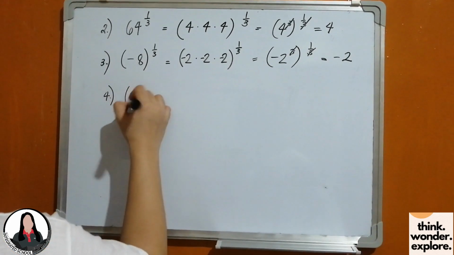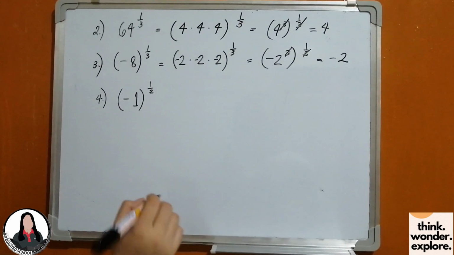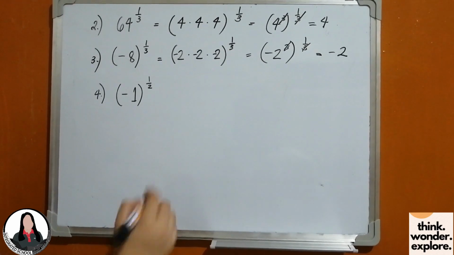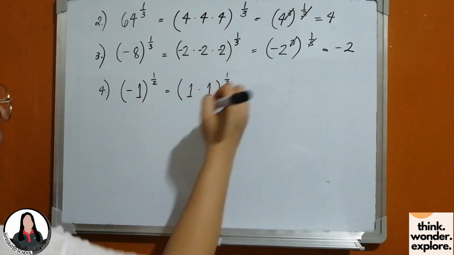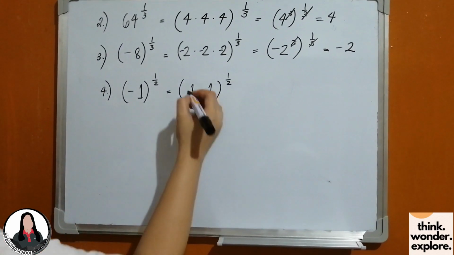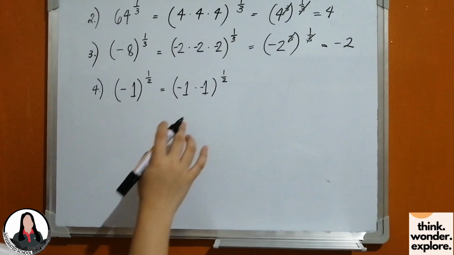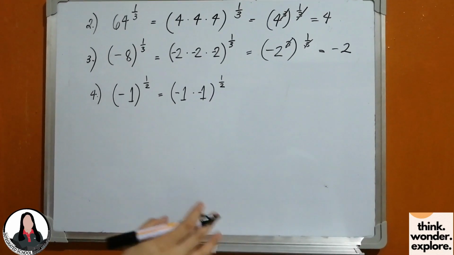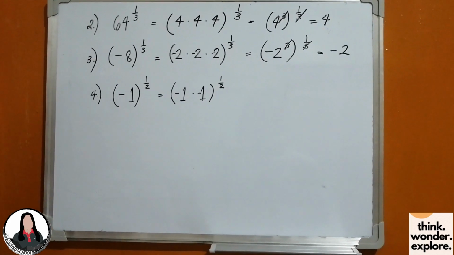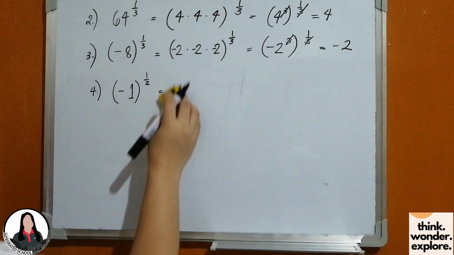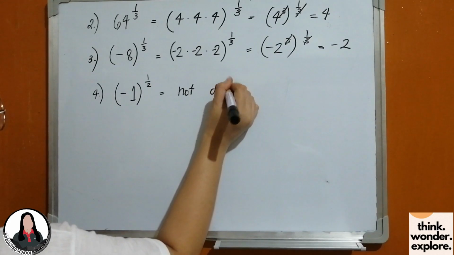So for the fourth example, we have negative 1 raised to 1/2. Ngayon, we have to find a number that when you multiply it by itself, the answer is negative 1. So try natin ang positive 1. When we multiply positive 1 by itself, we get positive 1. So hindi siya negative 1. Now, let's try negative 1. When we multiply negative 1 by negative 1, we get positive 1 pa rin. So ibig sabihin, we cannot obtain any number na kapag pinag-multiply natin sa sarili niya, ang sagot ay negative 1. So for this case, we cannot find the second root of negative 1. Therefore, this expression is not defined.